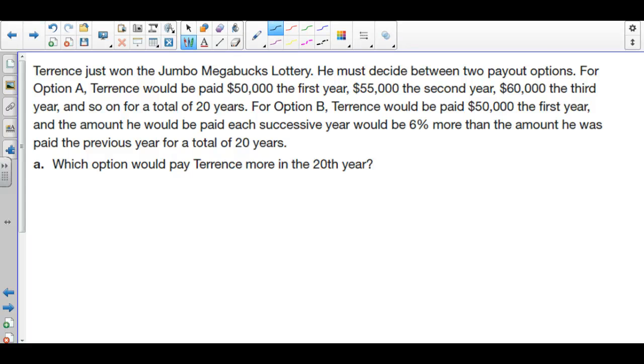So it says which option will pay more in the 20th year. That means we're going to be calculating A20 for the first one, and for the second one, we'll be calculating G20. So for this part A, we're writing the explicit formula for each and evaluating it for a value of 20.